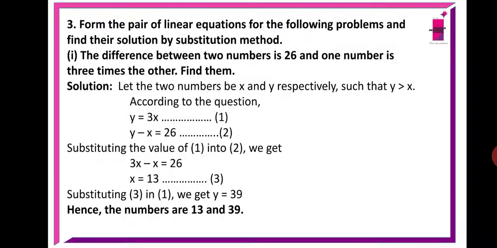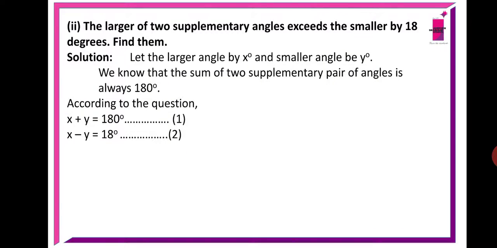You can solve using the substitution method. You can directly substitute x equal to y plus 18 in the first equation. If you substitute, you will get 2y plus 18 equal to 180, so 2y equal to 162, then y equal to 81 you will get. So y equal to 81, then x equal to 99. So 99 and 81 are the two supplementary angles.